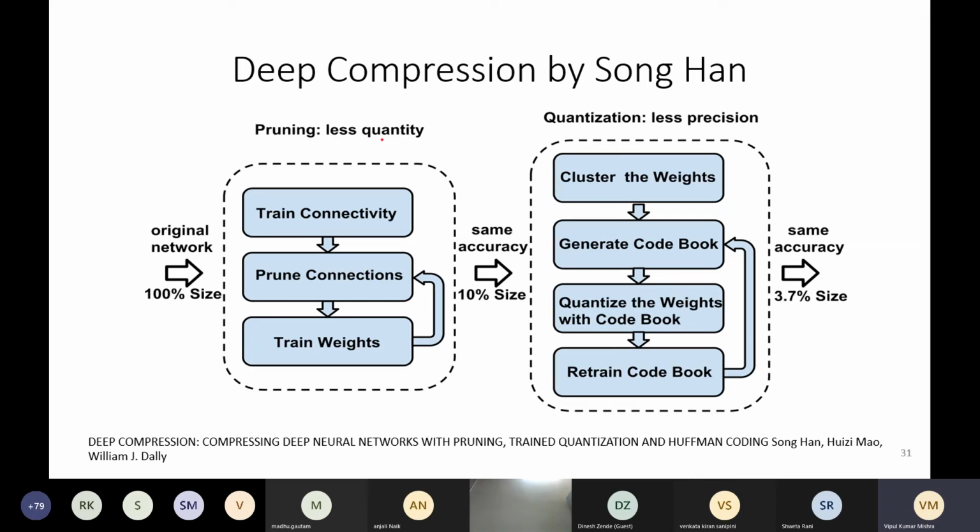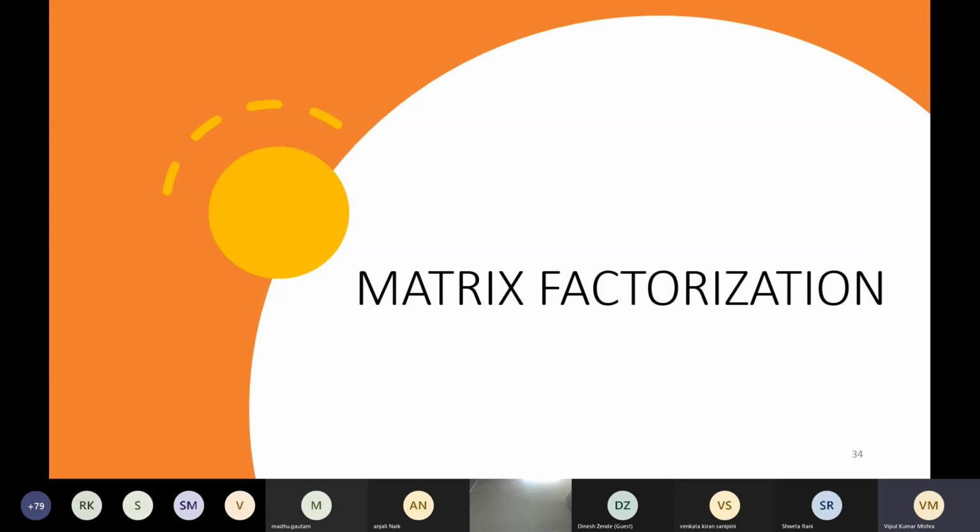They are saying pruning less quantity. Here we are pruning first, then we perform the quantization, and ultimately we are reducing the size. So we reduce the size to 10% with pruning, and to 3.7% with quantization, and we are achieving almost similar accuracy. I'm not saying the same, but similar accuracy. So that is another way to reduce the size of the network.